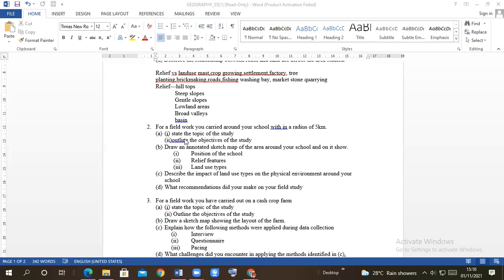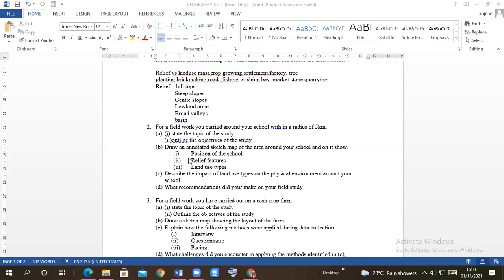Then to find out the solutions to the problems faced by the people around Mr. Mwanje's residence, and then to find out the future prospects of Mr. Mwanje's residence. Then after that, we come to the annotated sketch map.